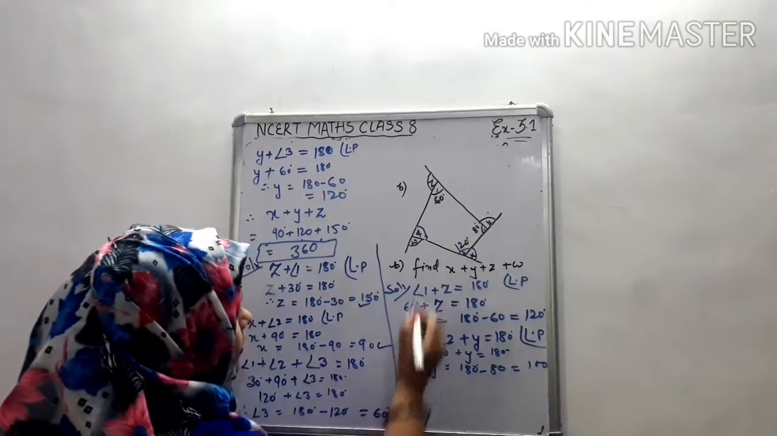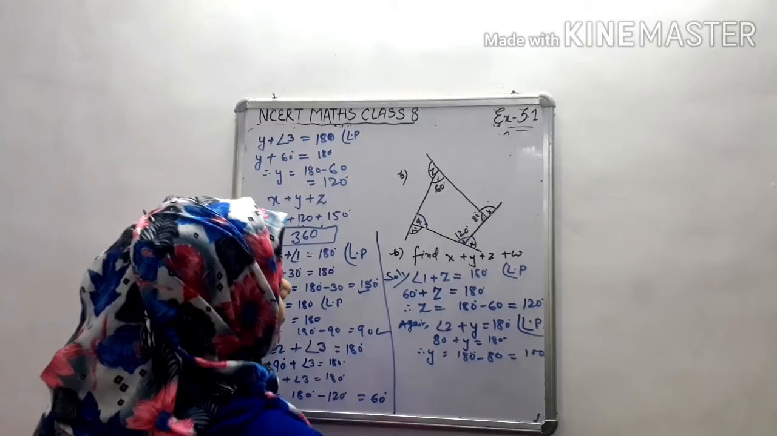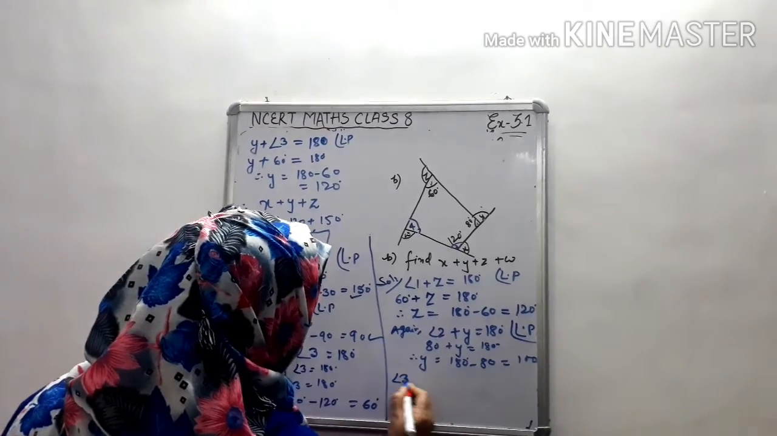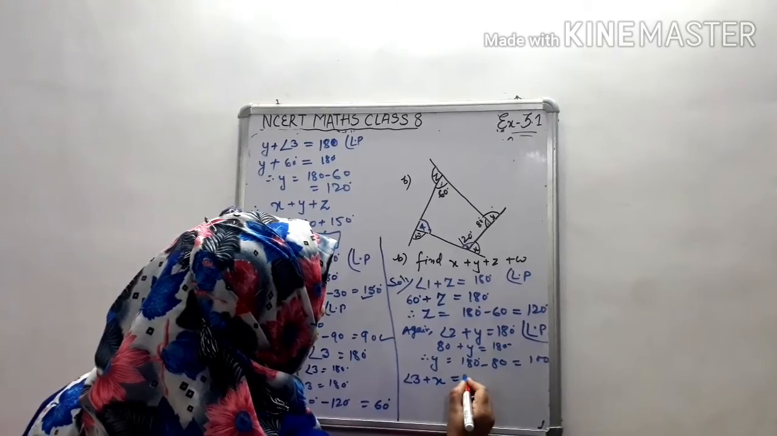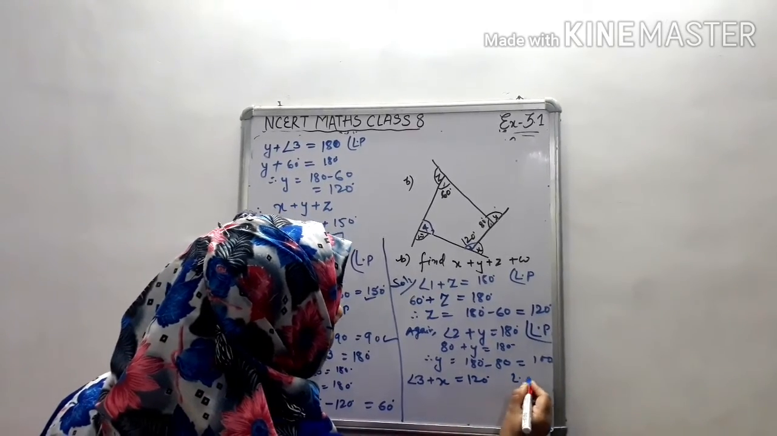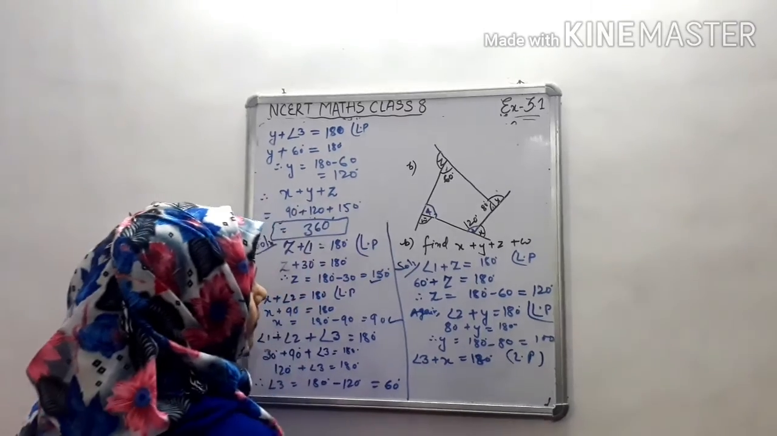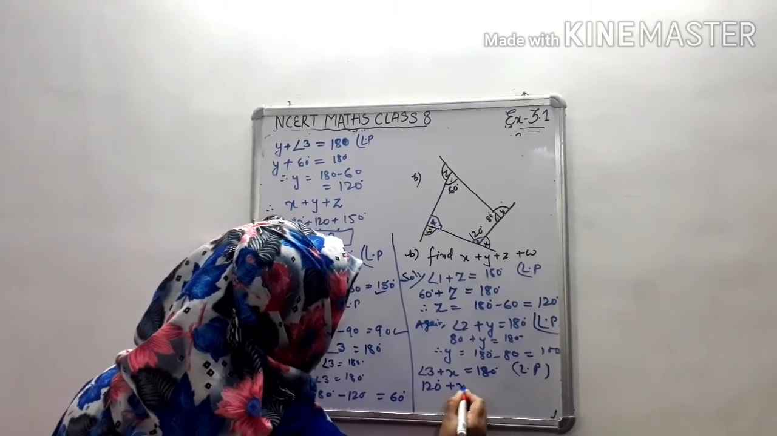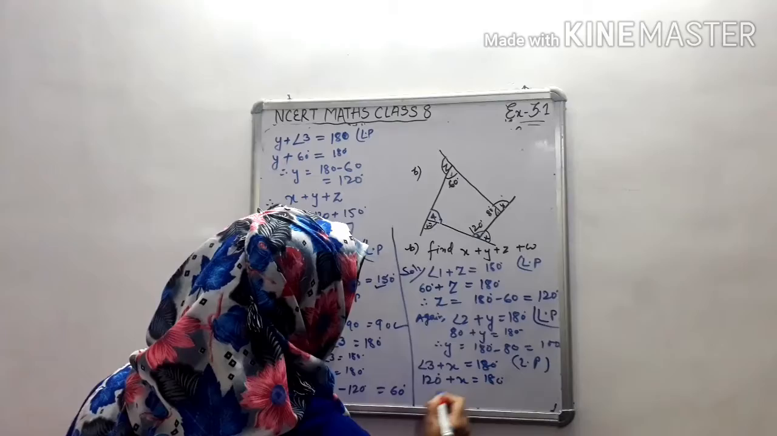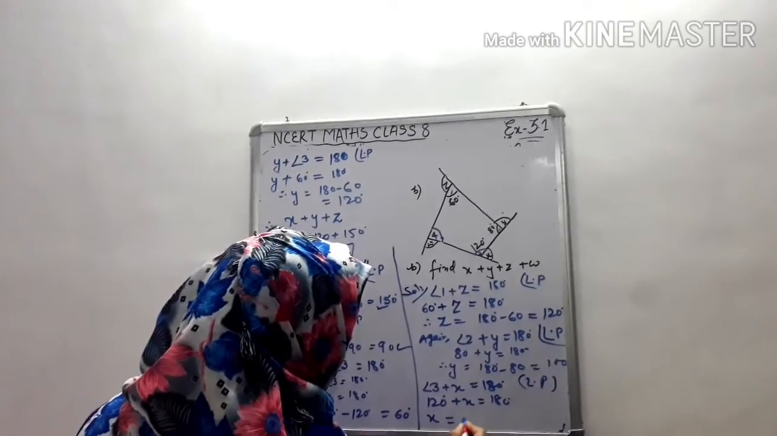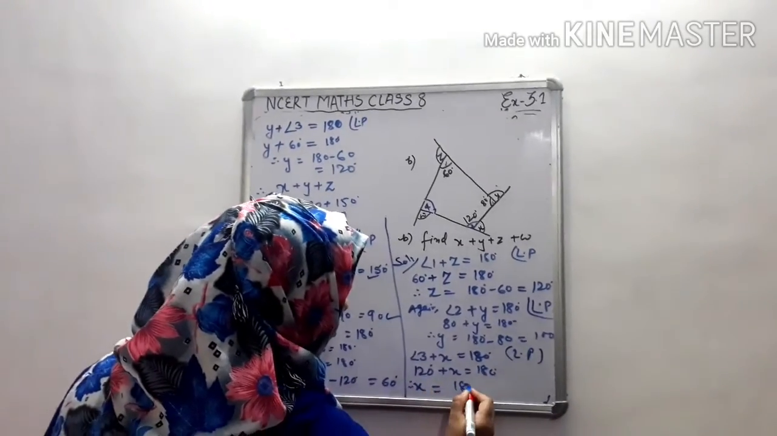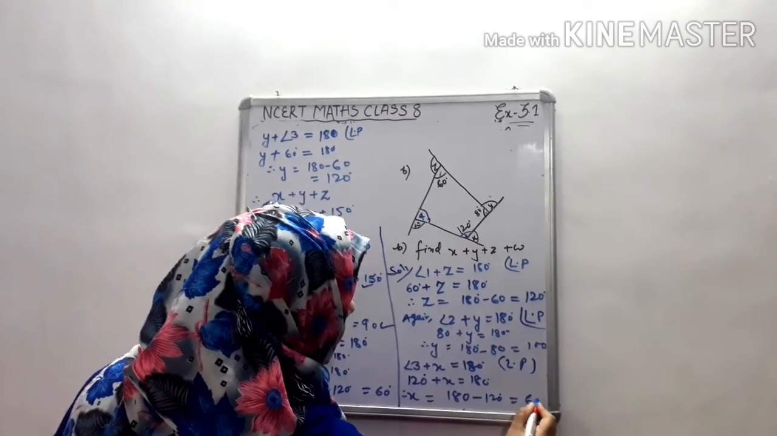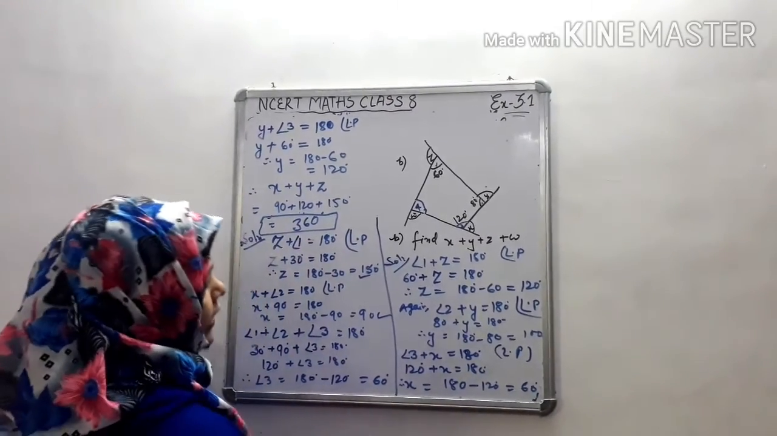Okay, again here we will find the value of x. So angle 3 plus angle x is equal to 180 degrees. How? Linear pair. What is the value of angle 3? 120 degrees. 120 degrees plus x is equal to 180 degrees. Therefore, our x is equal to 180 degrees minus 120 degrees, which is equal to 60 degrees. This is the value of x.